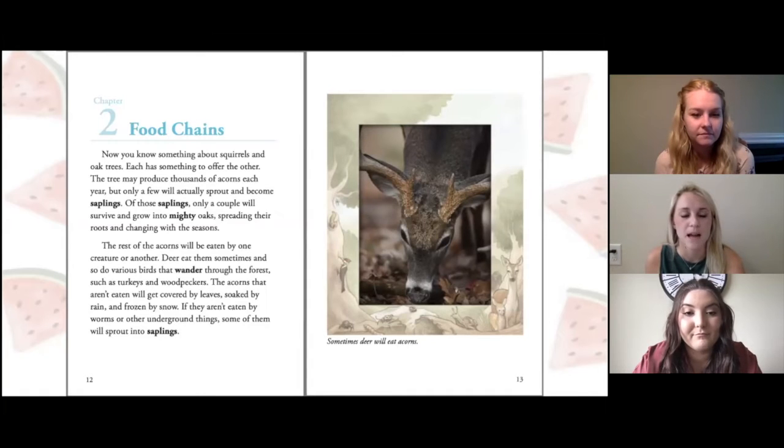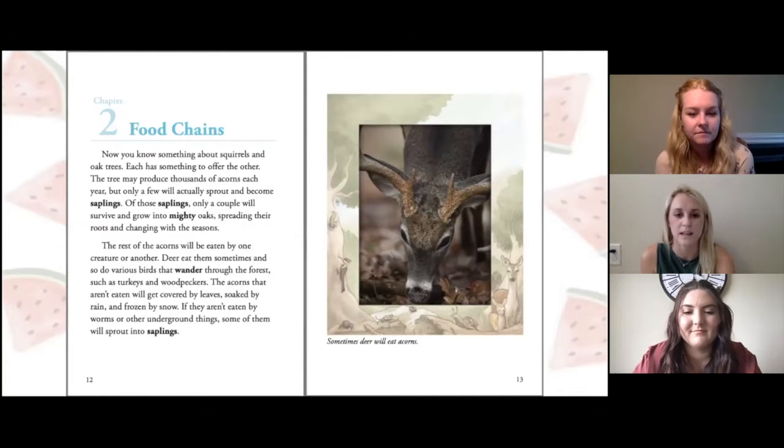Deer eat them sometimes, and so do various birds that wander through the forest, such as turkeys and woodpeckers. The acorns that aren't eaten will get covered by leaves, soaked by rain, and frozen by snow. If they aren't eaten by worms or other underground things, some of them will sprout into saplings. And our caption says, sometimes deer will eat acorns.